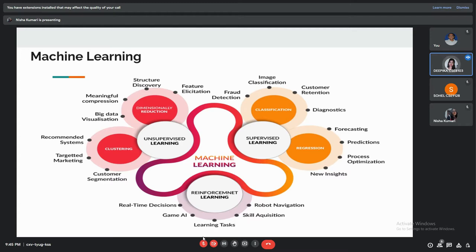And now reinforcement learning. It is a type of machine learning method where an intelligent agent interacts with the environment and learns to act within that. Its application is real-time decisions, game AI, learning tasks, etc.